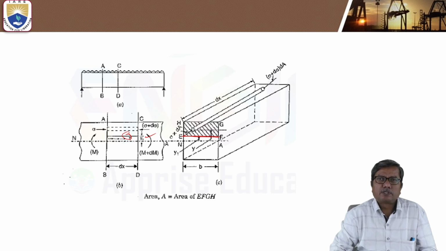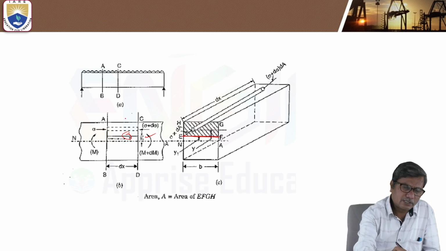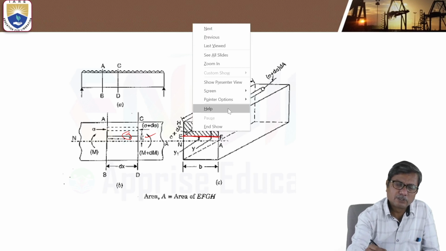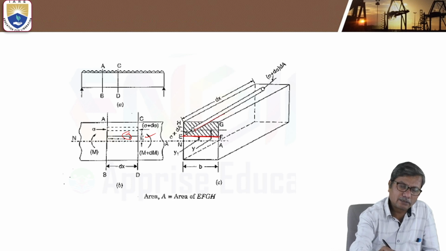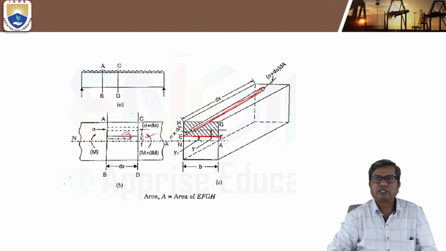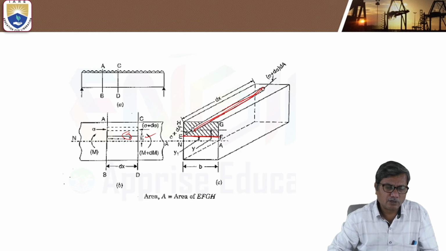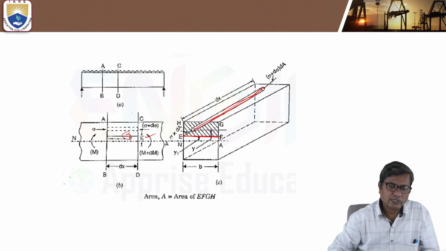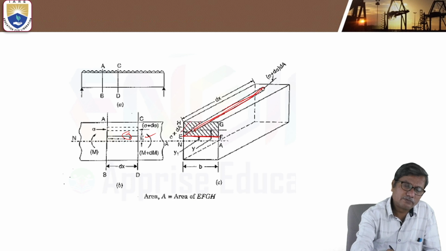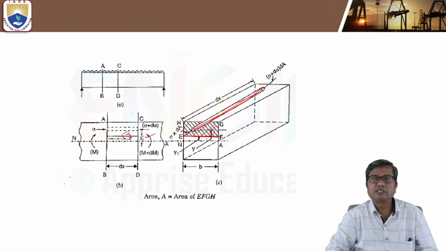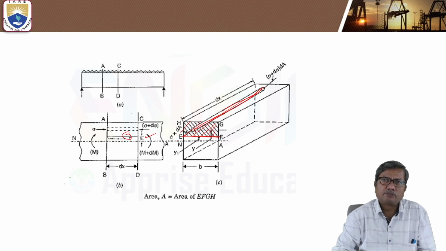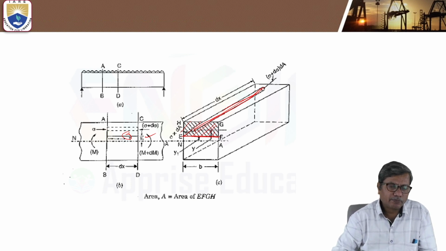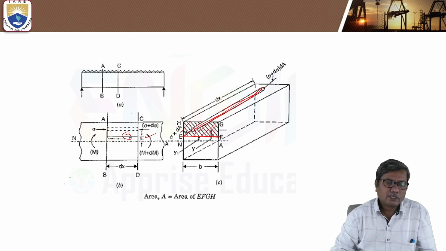So for that, consider a small elemental cylinder along the length between these cross sections AB and CD, a small elemental cylinder of area dA, in the shaded area EFGH. In the shaded portion, we consider a small elementary cylinder of area dA. And we are considering here a beam subjected to UDL.